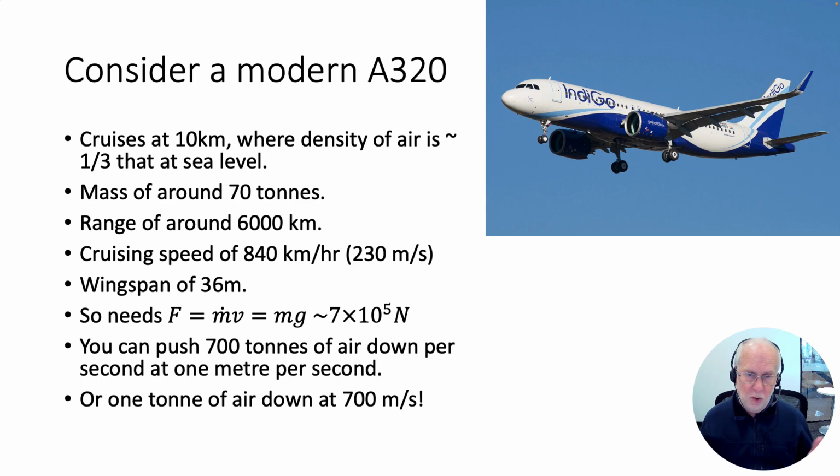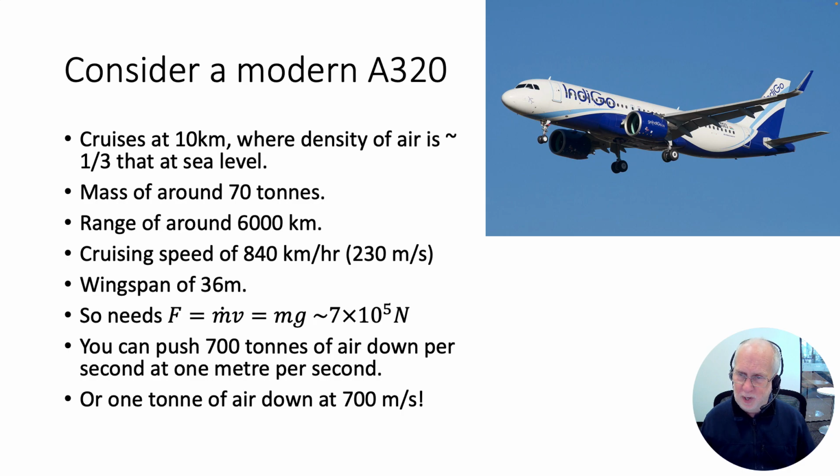Okay, so it weighs 70 tons, so we're going to need an upward force of 70 times g, which is about 7 by 10 to the 5 newtons, to stop one of these planes falling out of the sky. And that must be supplied by diverting air downwards. This is the weight of 700 tons, so you could push 700 tons of air down per second at 1 meter per second, or you could push 1 ton of air per second down at 700 meters per second, or any combination of these two.